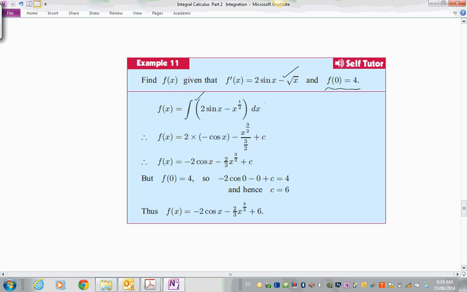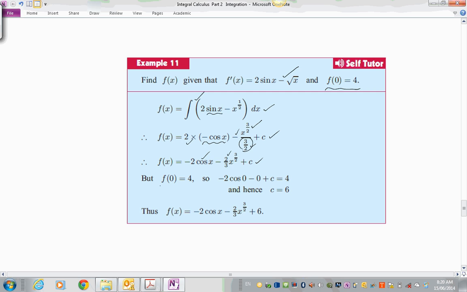Let's integrate it with respect to x. Setting out is important. So here it's 2 times, now the integral of sine x, that's not friendly on integration, it's minus cos x, minus, now increase the power by 1. A half plus 1 is 3 over 2, divide by the new power, plus c. Therefore, the function in simpler form is negative 2 cos x minus 2x^(3/2) over 3, dividing by 3 over 2, invert and multiply, plus c.